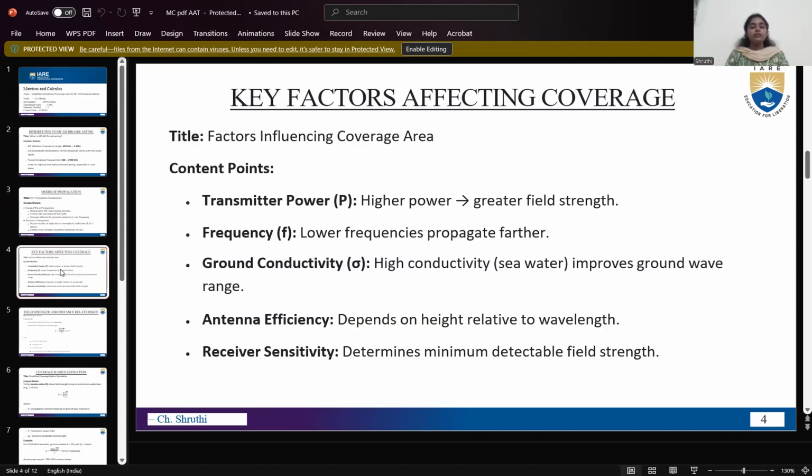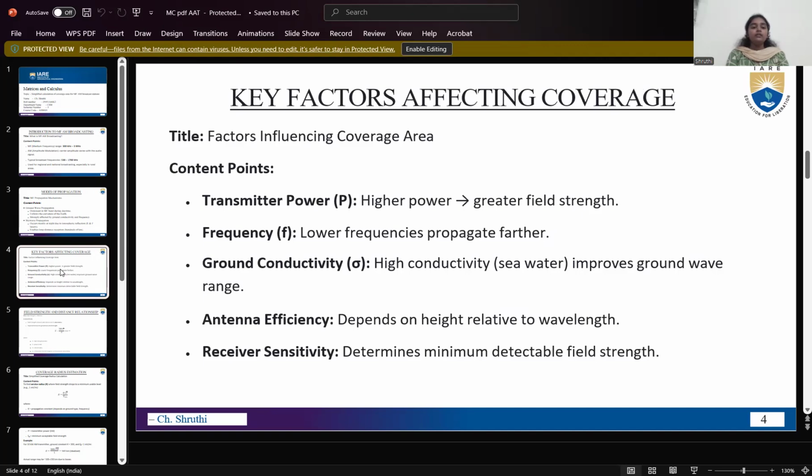The next slide is about the key factors affecting the coverage. The factors influencing coverage area are transmitting power, frequency, ground conductivity, antenna efficiency, and the receiver sensitivity. The first is the transmitter power, which is denoted by the capital P. Higher power gives rise to greater field strength. If the power increases, the field strength also increases.